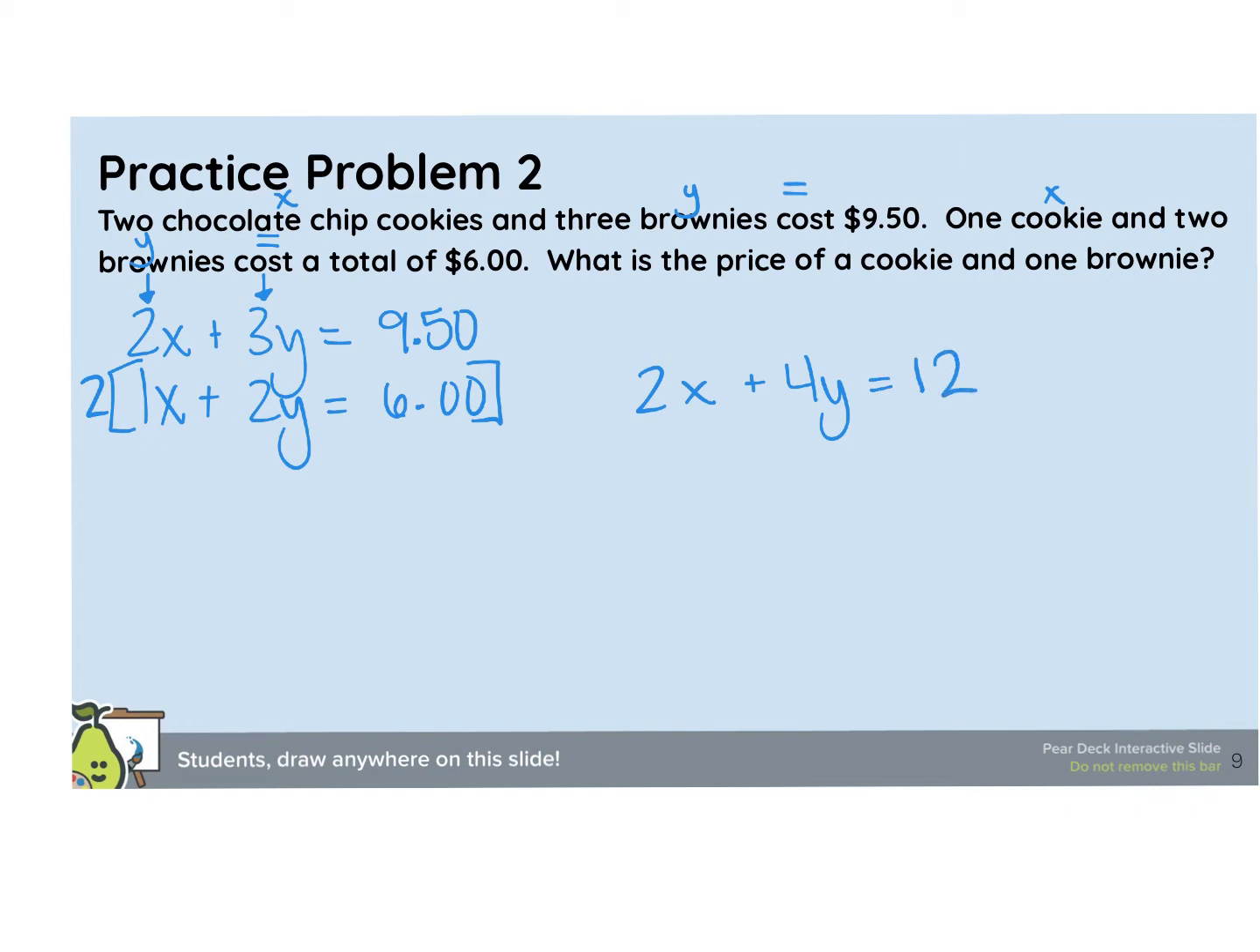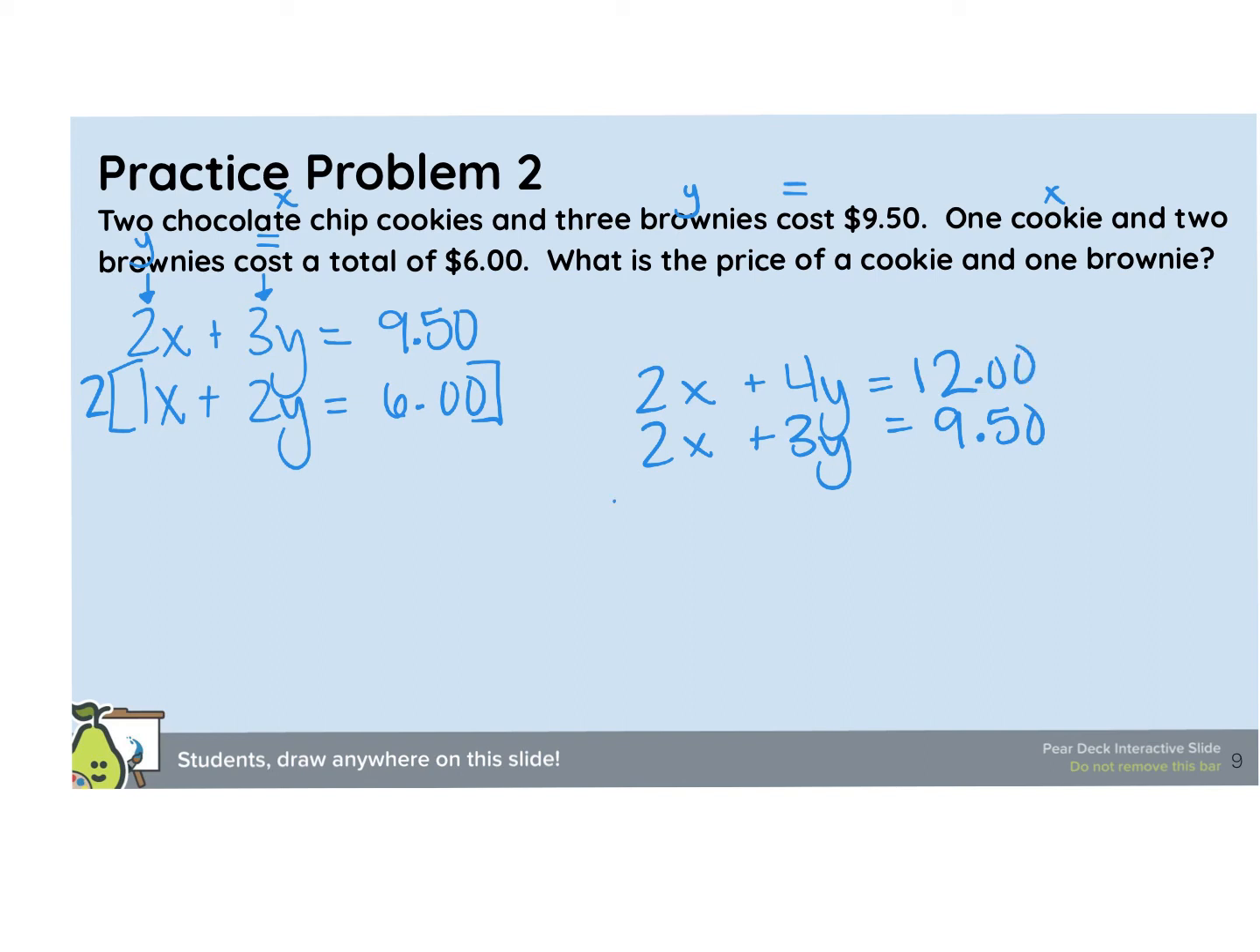Now, I'm going to write the first equation under it because those numbers are smaller and I know I'm subtracting. So I don't want to have to deal with negatives. So I'm going to write the first equation underneath it. There's nothing wrong with that. If you put it on top, there's nothing wrong with that either.